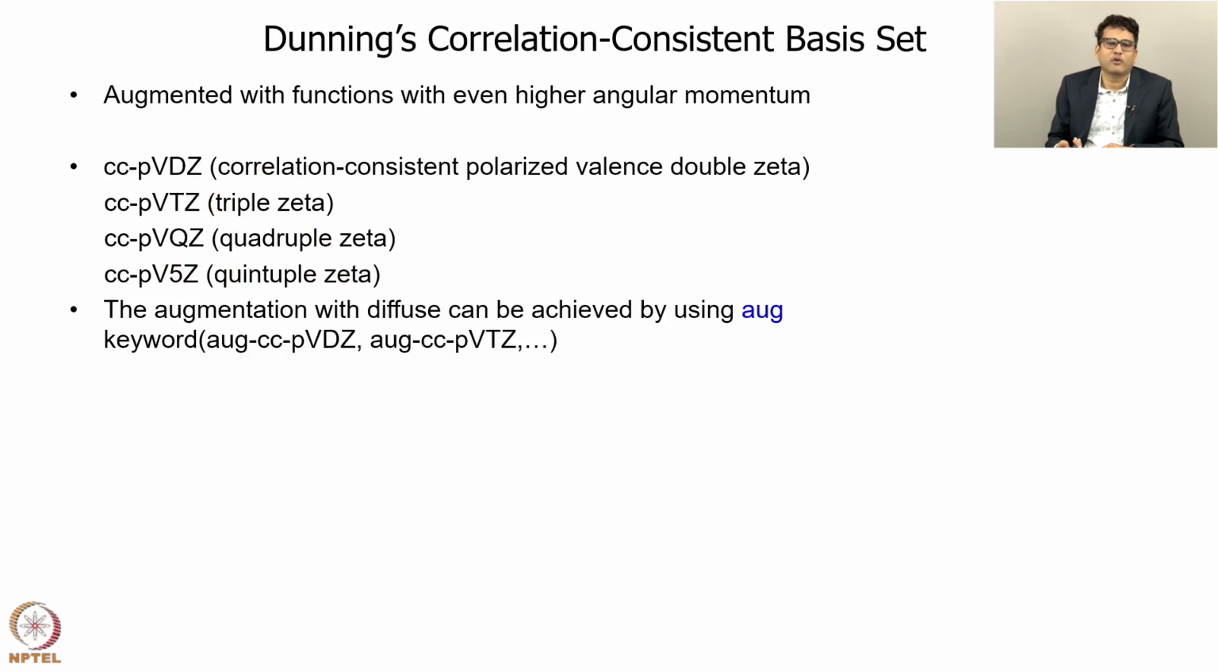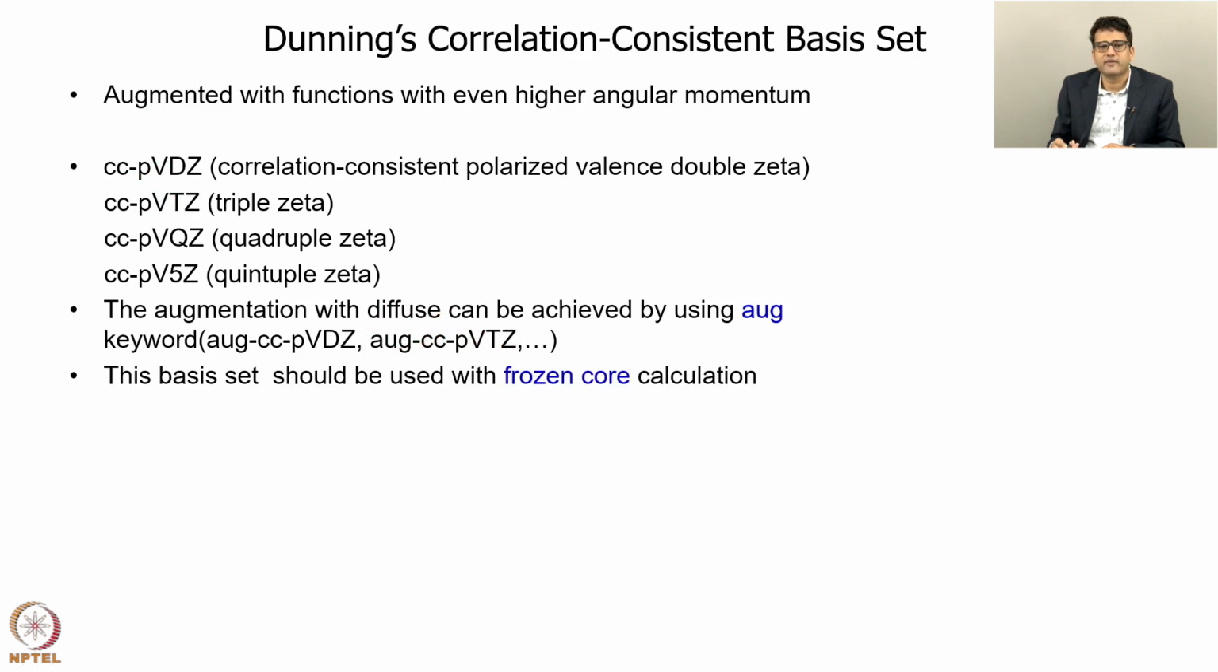This basis set can be also augmented with diffuse function by just putting a keyword aug, small aug. So, this will be called augmented cc-pVDZ. This is the diffuse function augmented version of the normal cc-pVDZ.